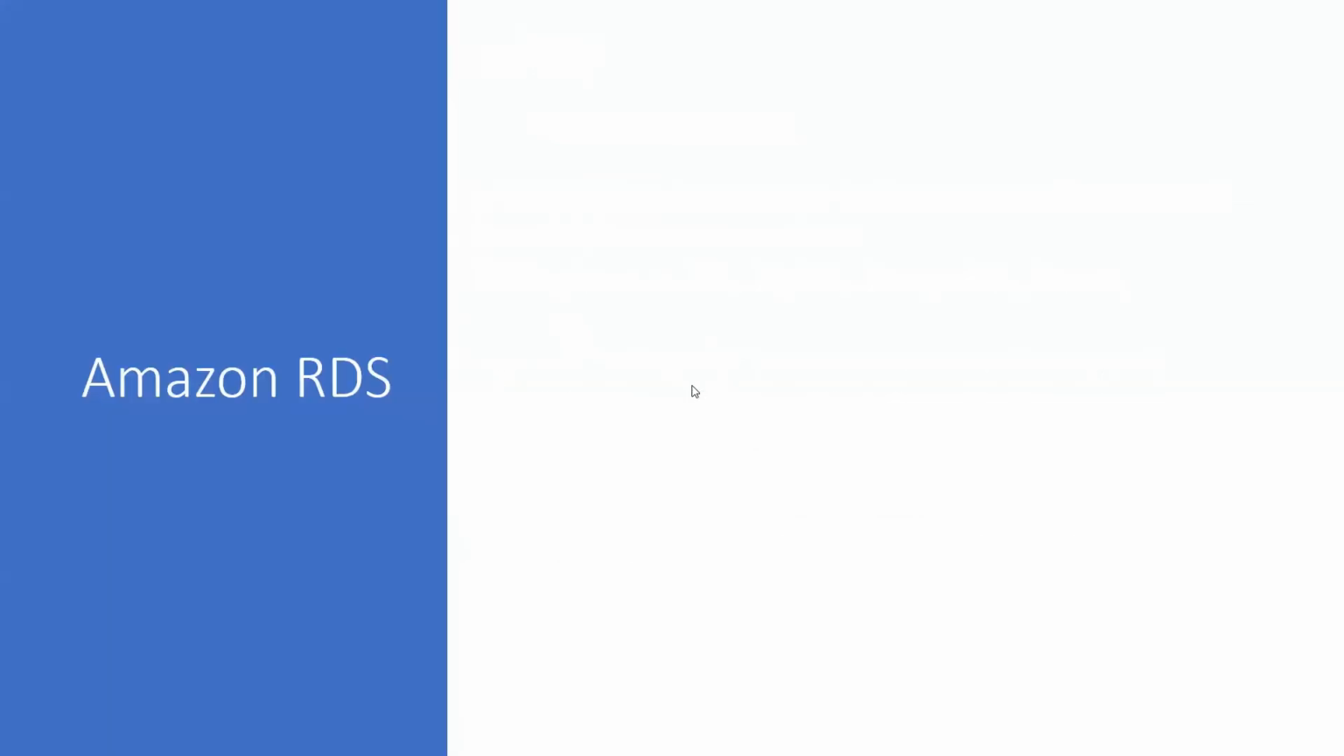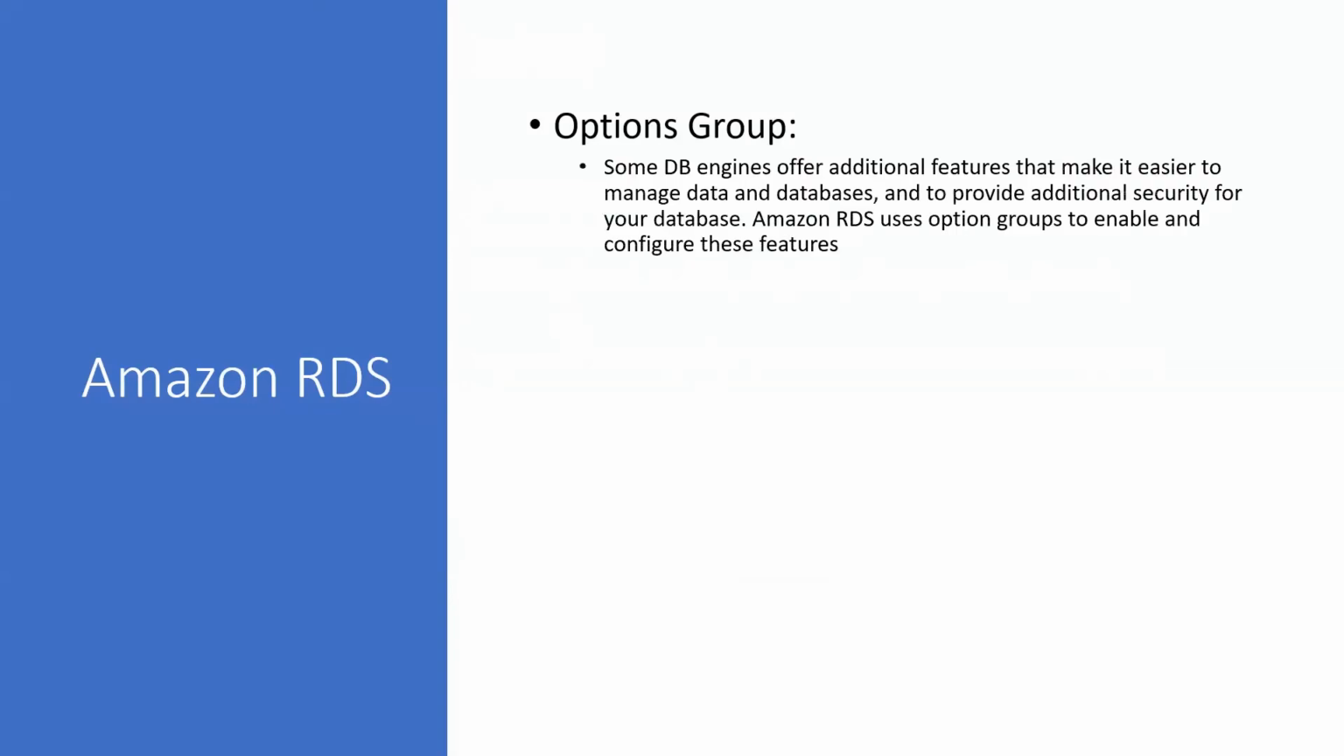Okay, cool. Let's go to the next one. So we have this options group. Basically, what your options group does: your database engines, we are using MySQL, PostgreSQL, there are a lot of, 6 database engines available. Every database engine will offer certain additional features, right? To manage your data and the databases, or maybe to provide additional security to the database, which might not be there by default. Currently, we are going for all the options which are default options. If you want additional features which your database might have provided as an option, you can create an option group to enable and configure those features, right?